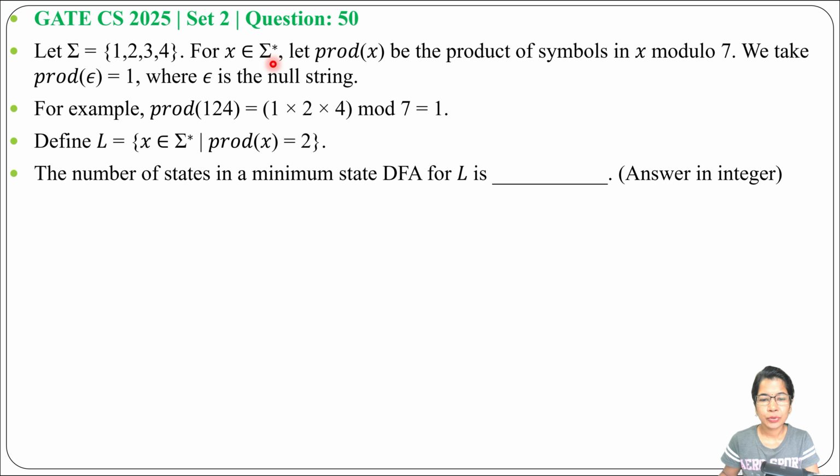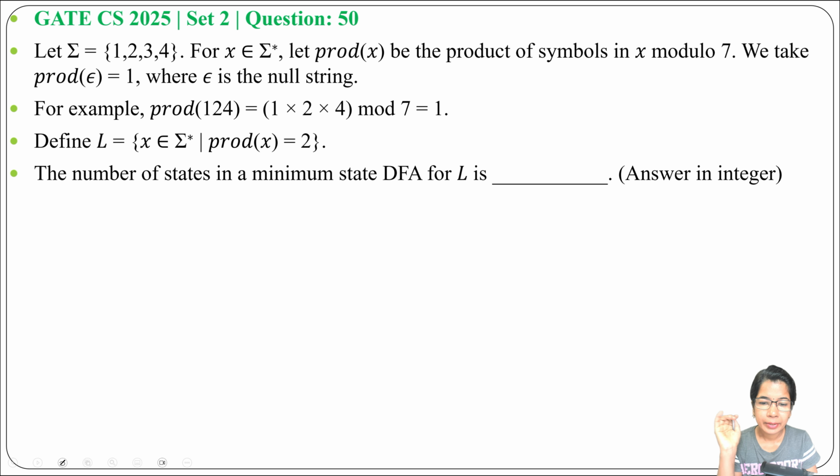For x belongs to sigma star, let prod(x) be the product of symbols in x mod 7. We take the product of epsilon equals to 1, where epsilon is the null string. For example, product of 1 2 4 equals 1 multiplied by 2 multiplied by 4, that is 8 mod 7 equals 1. Define L equals {x belongs to sigma star | prod(x) equals 2}. The number of states in a minimum state DFA for L is dash.